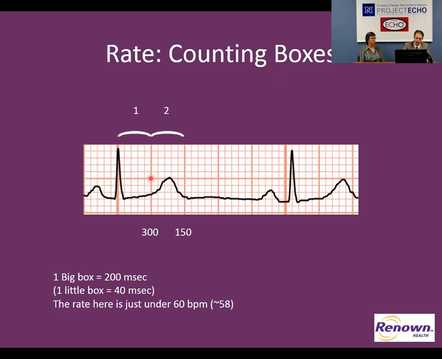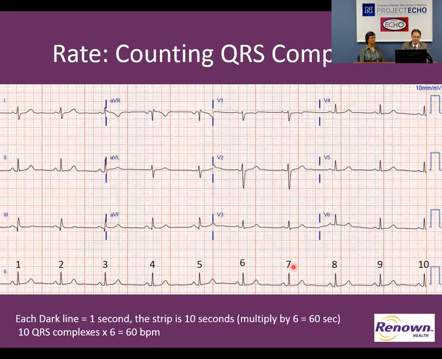2 big boxes between QRSs would be 150. 3 is 100 beats per minute. 4 big boxes apart is 75. 5 is 60. So this sinus rhythm here is right around just under 60 beats per minute. And 6 is 50, 7 is 40. So boxology is one way to do it. If the rhythm is regular, that's a very acceptable way to get the rate. If the rhythm is not regular, then you can just count the QRSs on the strip.